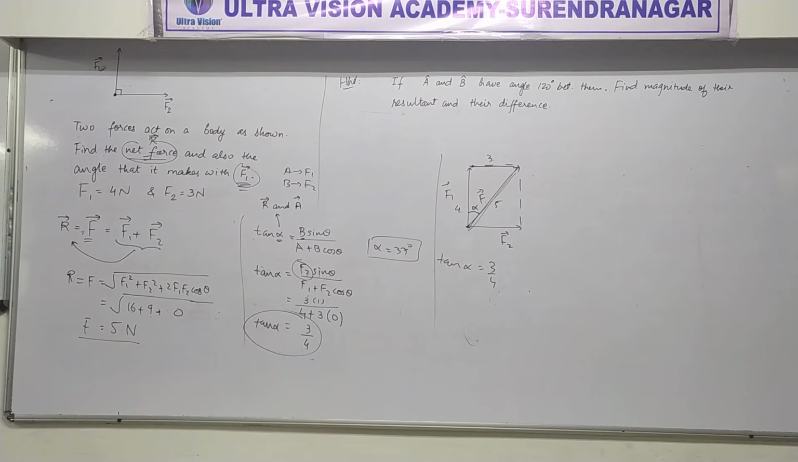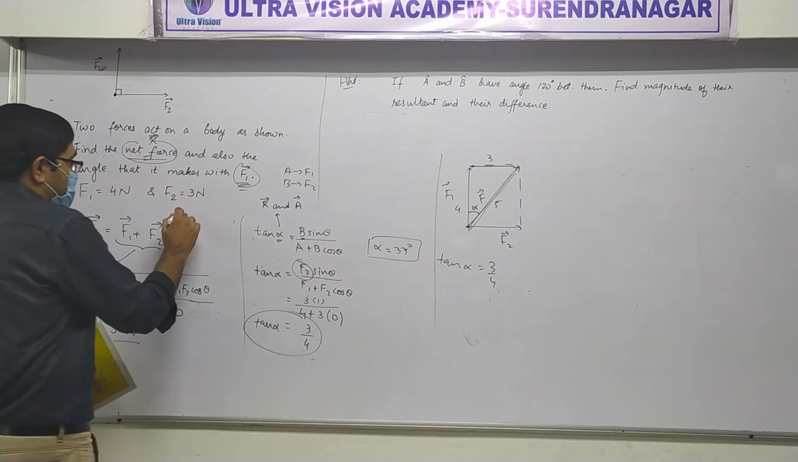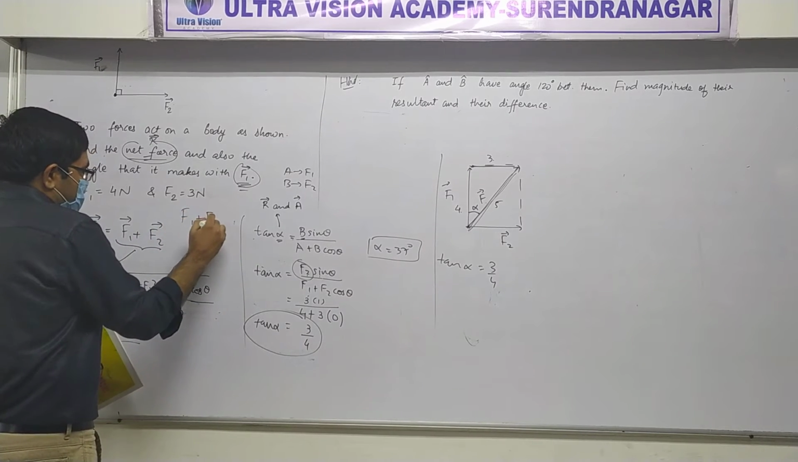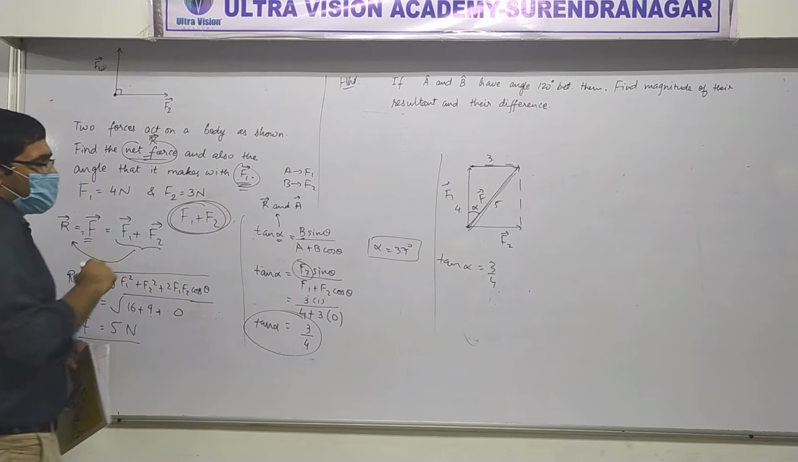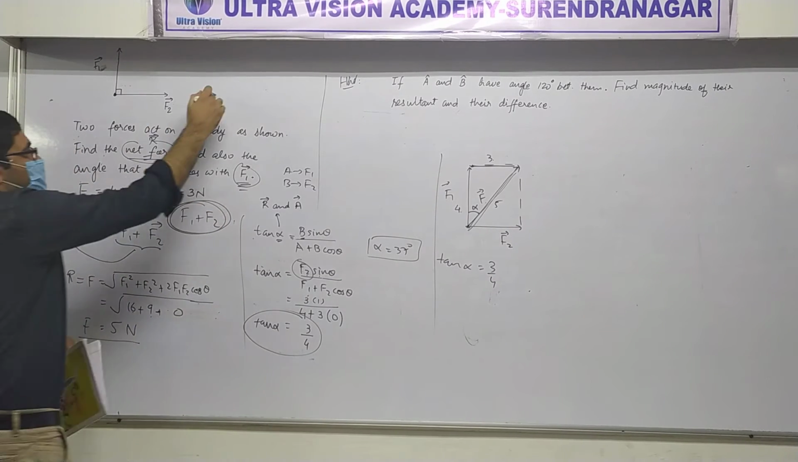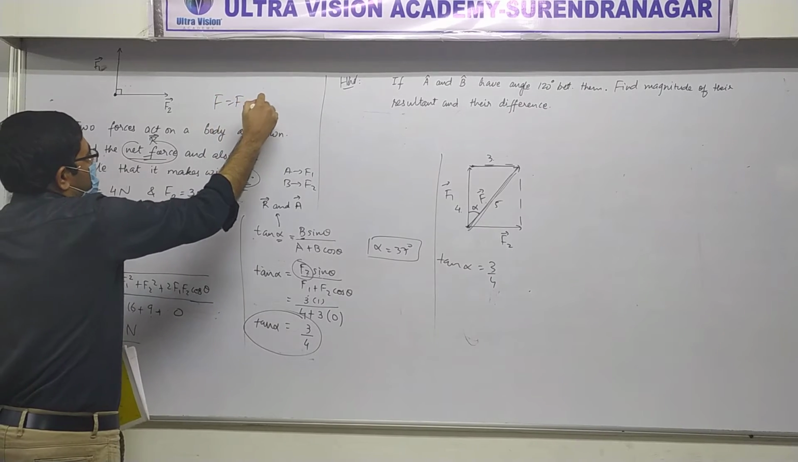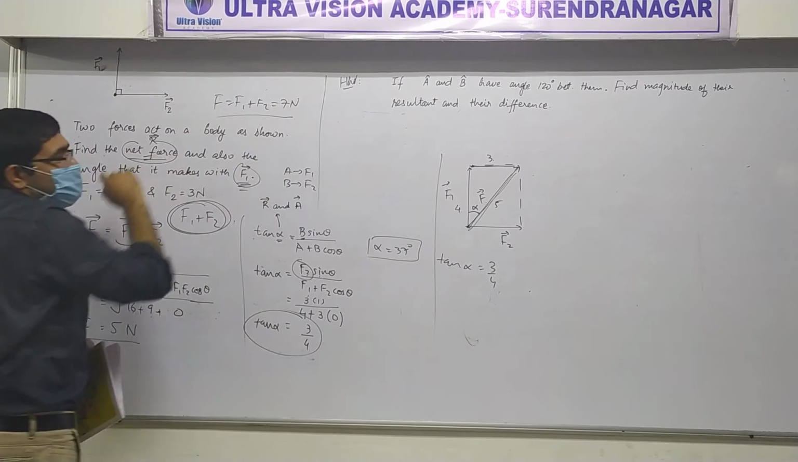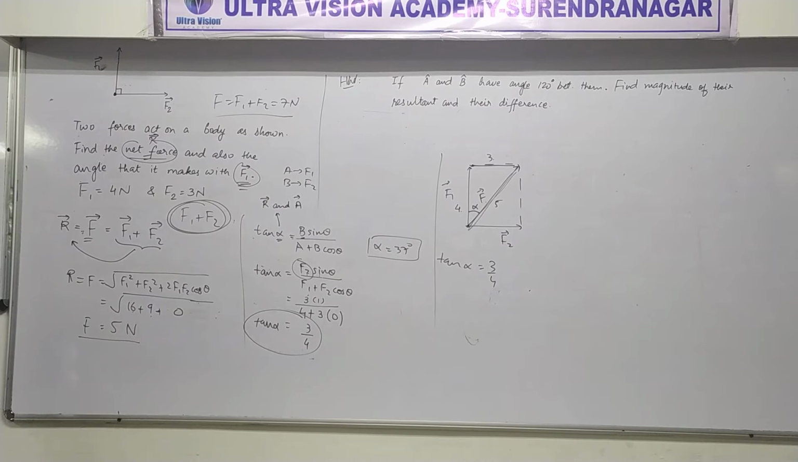Yes. Again, whenever you are adding two vectors, remember, never add magnitudes directly. Okay, it is true sometimes but not always. Did you understand? Like here saying net force is F equal to F1 plus F2 means 7. That's completely wrong.